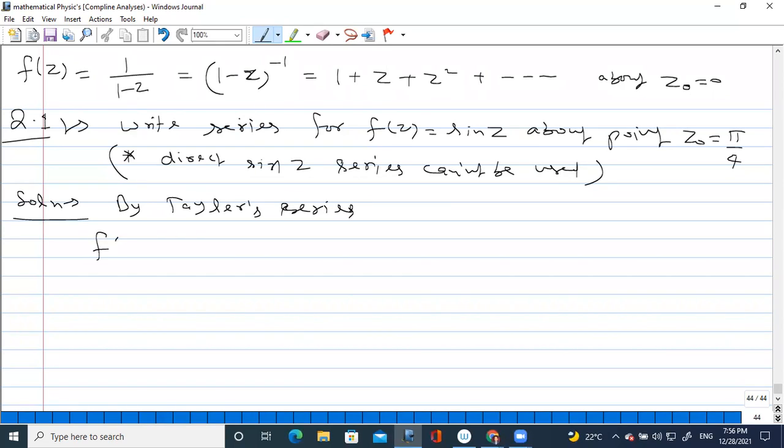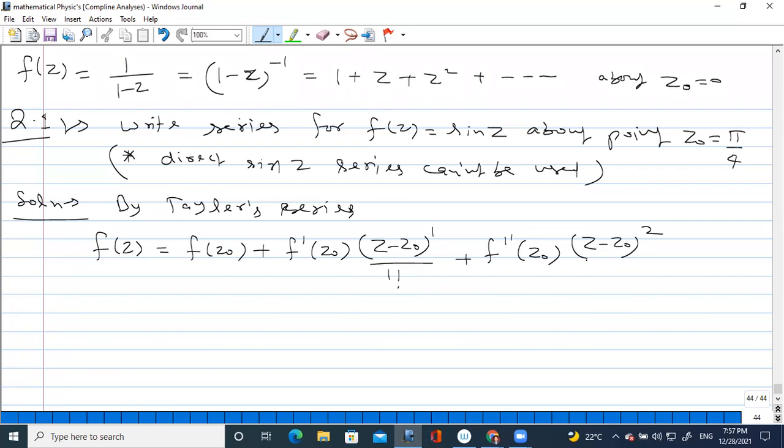you know f(z) is f(z0) plus f dash z0 into (z minus z0) to the power 1 divided by factorial 1, plus f double dash z0 into (z minus z0) to the power 2 divided by factorial 2, and plus dot dot dot. So here first you find f(z0).